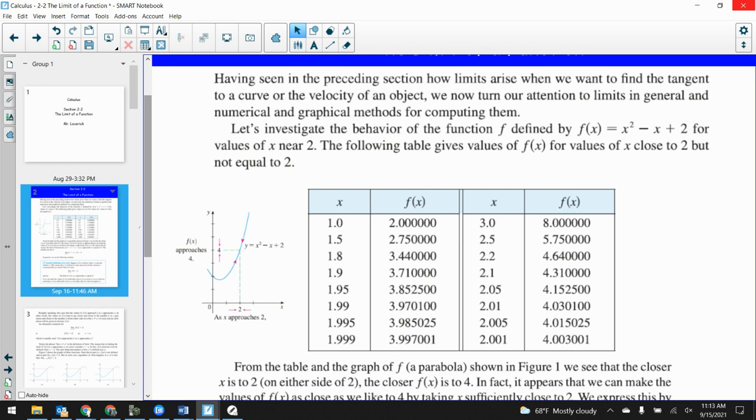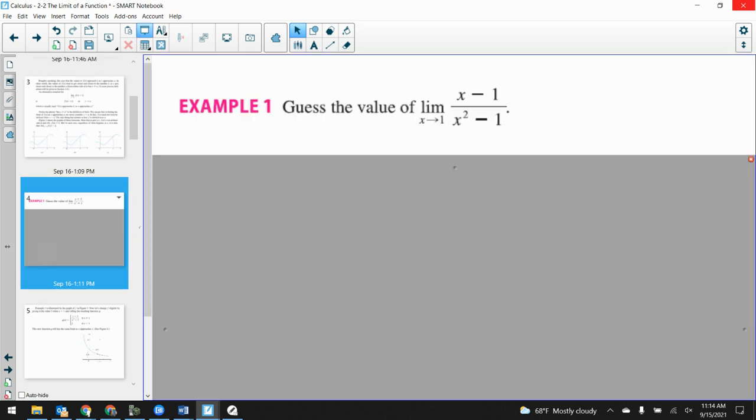And we talked about how sometimes, when the function is defined at that value, we could just plug it in. Like that whole x squared minus x plus 2 thing, we could just plug in 2 to see where the function is going to go. But we can't always do that. Like we saw here, we can't just plug in 1. So we've got to figure out ways around that.